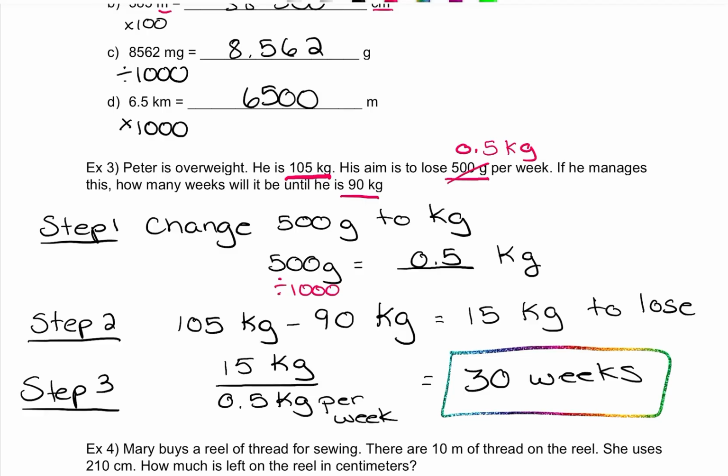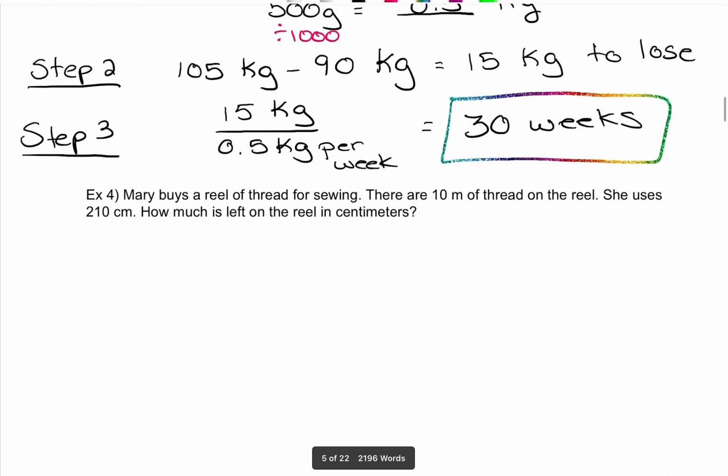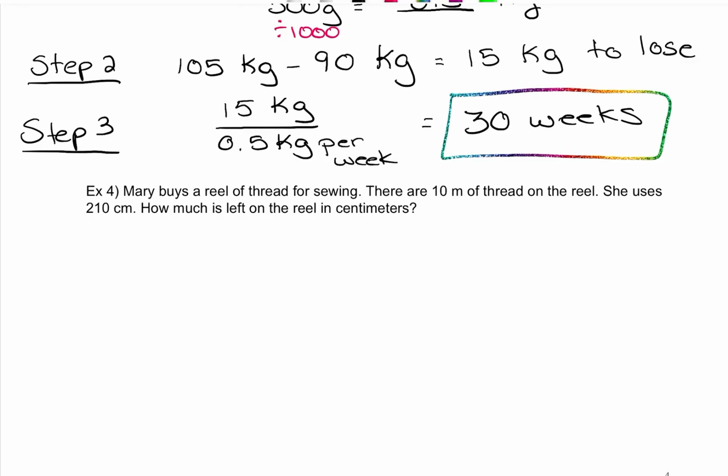All right, let's look at example 4. Mary buys a reel of thread for sewing. There are 10 meters of thread on the reel. She uses 210 centimeters. How much is left in centimeters? So again, we have some in meters and some in centimeters. Typically, we would be able to choose, should we make them both meters or should we make them both centimeters? However, this question is specifying that it wants an answer in centimeters. So the first thing we need to do is take the 10 meters that we have, and change it to centimeters.